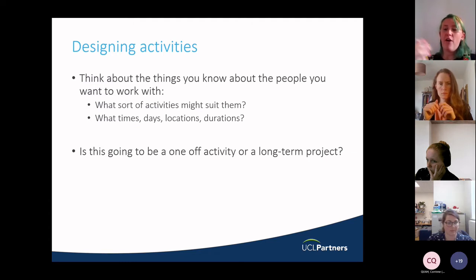So the next bit of how to go away and design an activity comes down to that who. So thinking about those people that you have in the room and you want to work with. So taking some time to think about the sort of activities that might really appeal to them and might really work for them. So if you think about it, people that are older are more likely to be less technologically savvy and less comfortable in using technological things. So do you really want to throw them into this super techie sort of approach with artificial intelligence and all of these sorts of things?